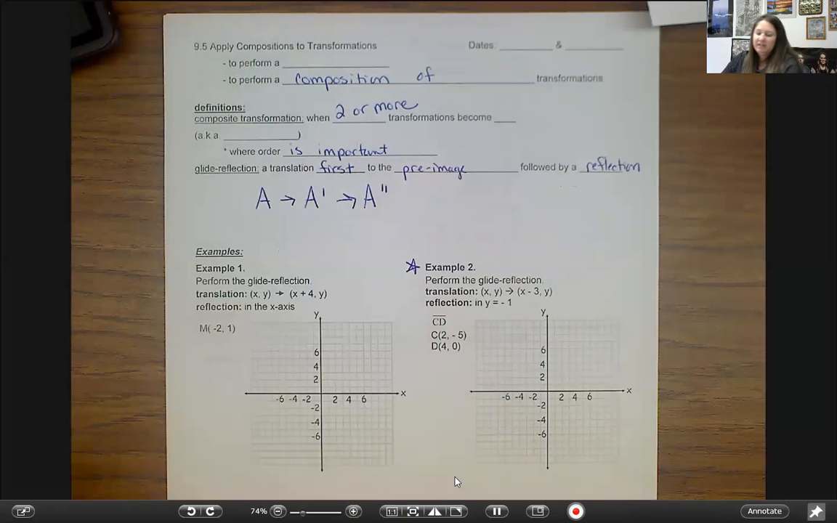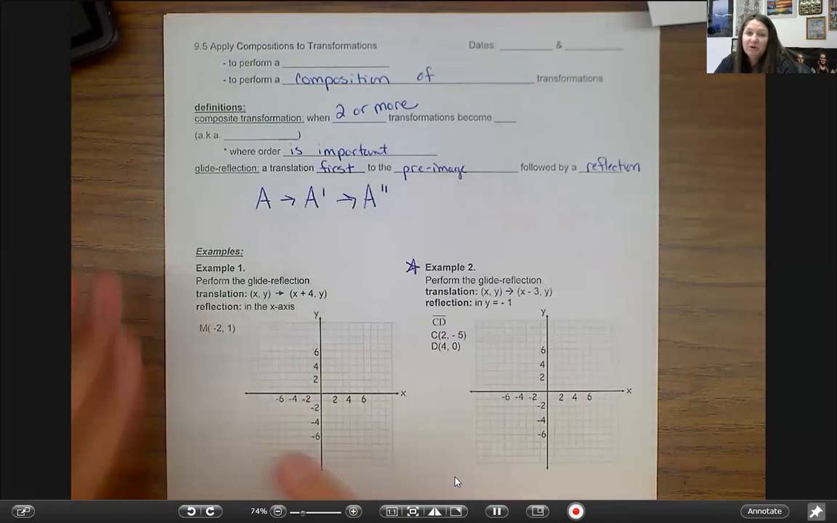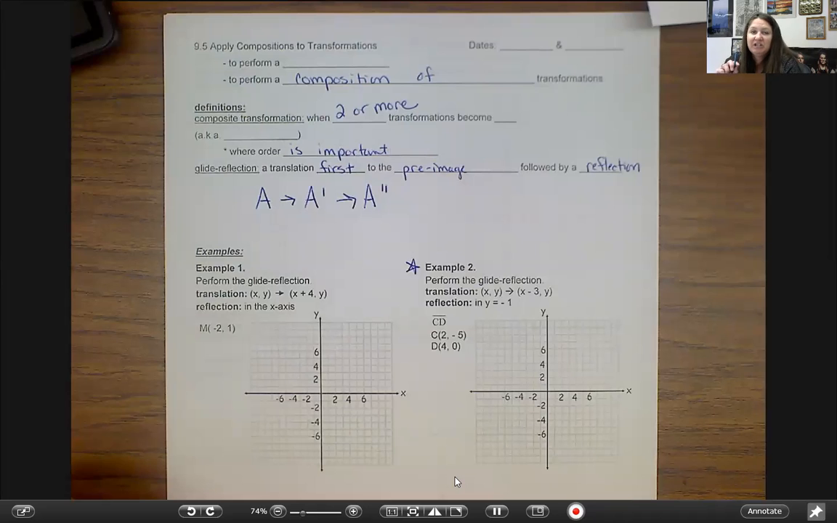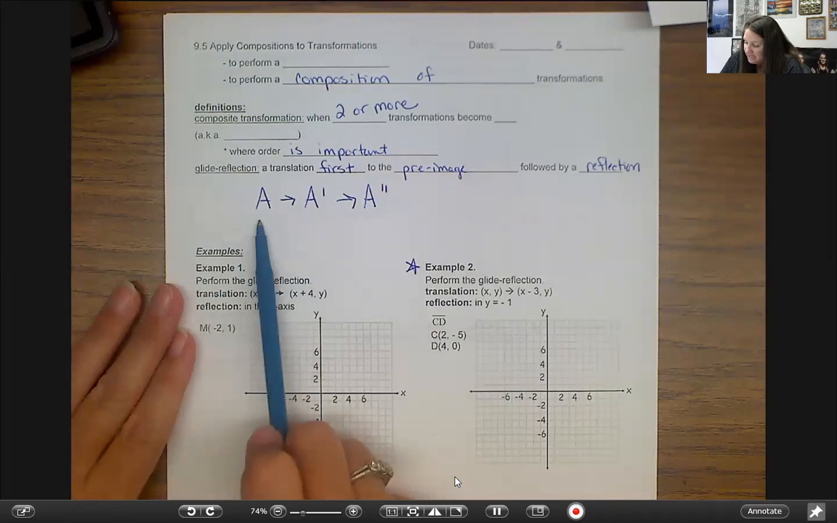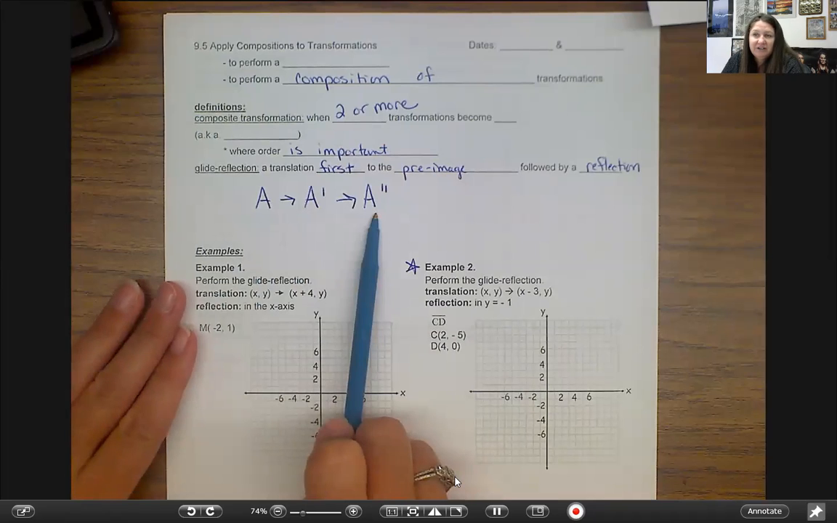All right, so today we're going to focus on performing a composition of transformations. So we are going to do 2 or more transformations. What you need to make sure of is that you are doing your transformations in order. Okay, the order is important, and you have to be moving from one figure to another as you work your way through. So for instance, take a look at the notation I have written out here because this is how it would follow in a composition.